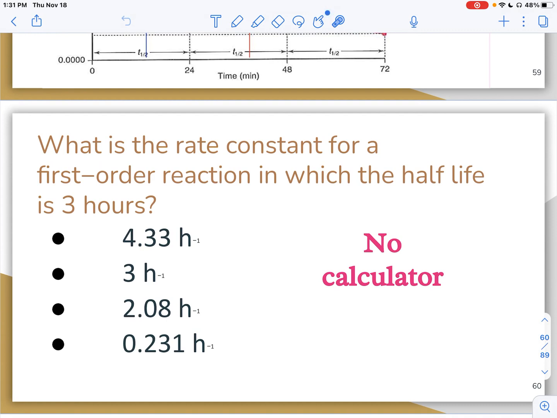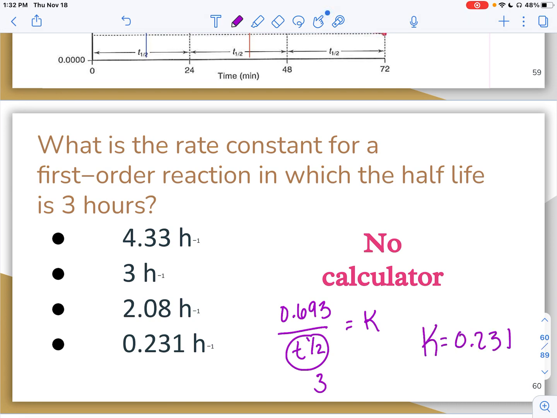What is the rate constant? Because remember, our formula from your formula sheet has rate constant in it. There's K. Of a first order reaction in which the half-life is 3 hours. So you use your half-life formula, manipulate it for K, and then we'll plug in the 3 right here. So that means K is going to be this, which is right here.